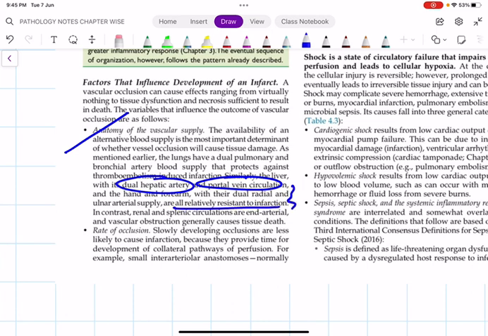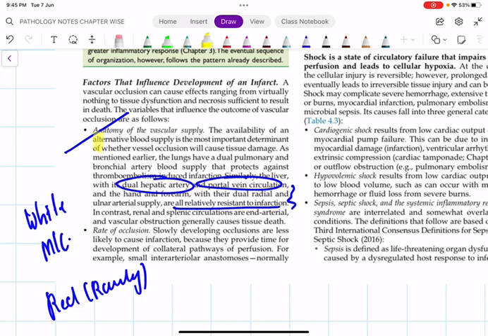Suppose they ask you a question, out of red infarct and white infarct, which is more common? White, most common. Red, rarely. Why? Because there is dual blood circulation. Chance of infarct is very less. Chance of vessel occlusion is very less. Chance of tissue damage is very less. Remember, that is one of the causes: anatomy of the vascular supply. So the availability of an alternative blood supply is the most important determinant of whether the vessel occlusion should cause tissue damage or not.